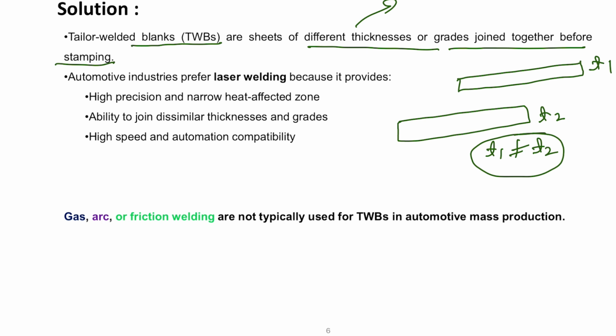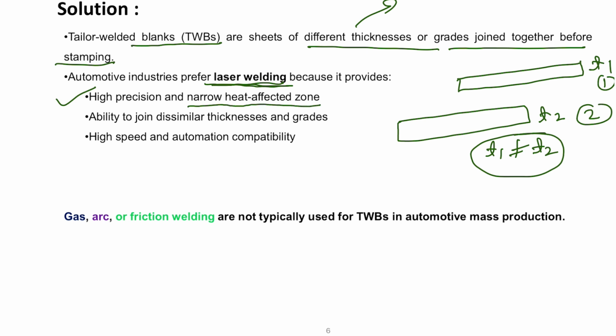So what is the meaning of TWB? TW means two sheets, sheet 1 and sheet 2, having different thickness. Now, as we know, in the automotive industry we prefer laser welding. Why? We have three important advantages. First, it gives high precision, and it also provides a narrow heat affected zone.